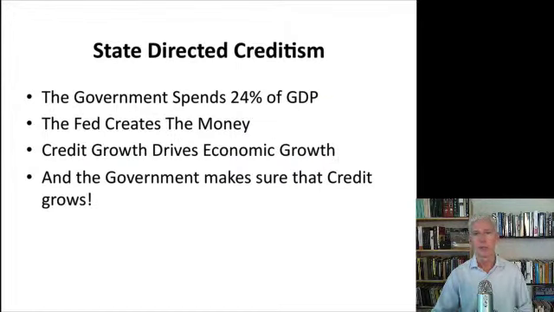Now, in stark contrast with the past, the federal government spends roughly 24% of GDP. The central bank creates the money from thin air and manipulates interest rates and asset prices. Credit growth drives economic growth, and the government makes sure that credit does expand.